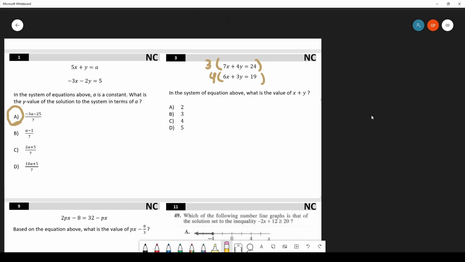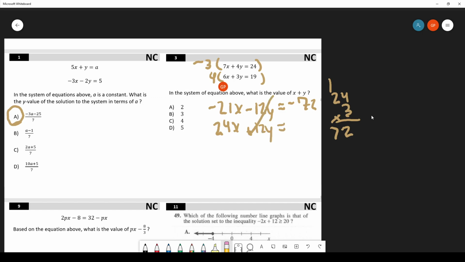Well, one of these needs to be negative because when I add them, a negative plus the positive will cancel. So I'm going to just choose the 3. And it's going to give me negative 21x minus 12y is equal to, let's do the multiplication on the side really quickly. 24 times 3 is 72. So it's negative 72. Then 4 times 6 is 24x plus 12y, which these two will cancel, is equivalent to 4 times 19. Let's multiply on the side really quickly. 76. So when these add, we're going to get 3x is equal to 4.